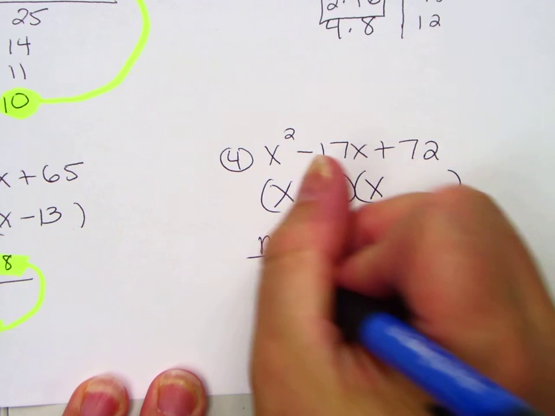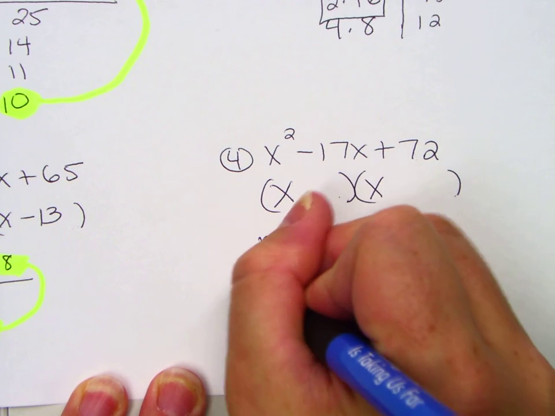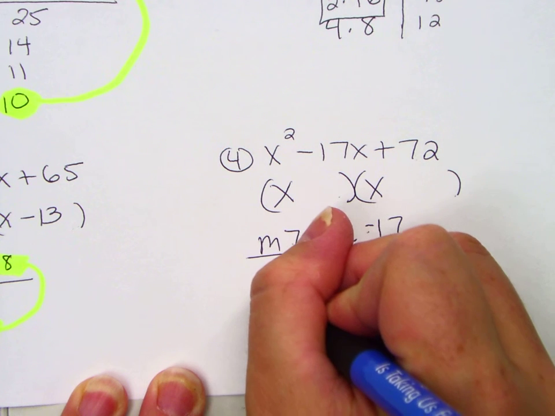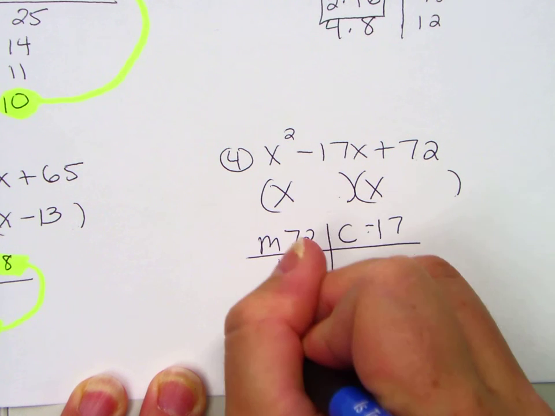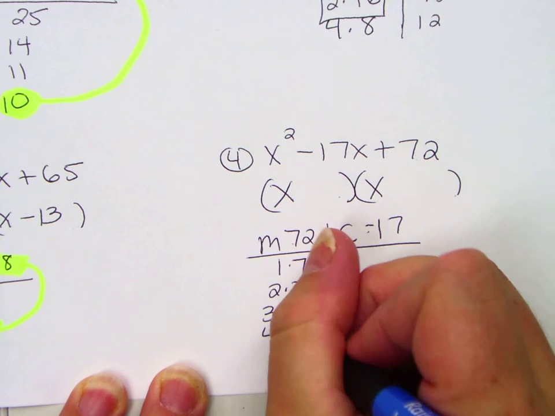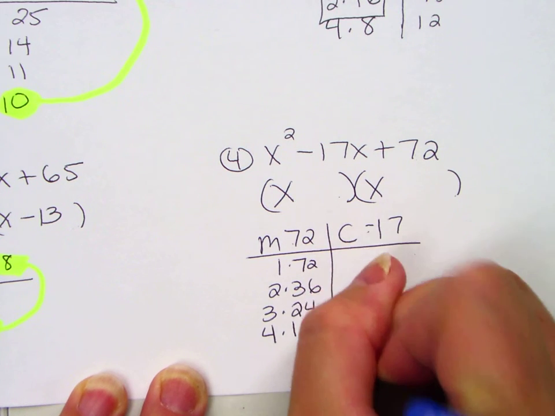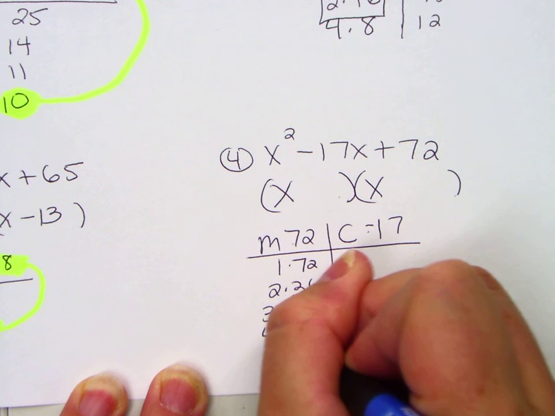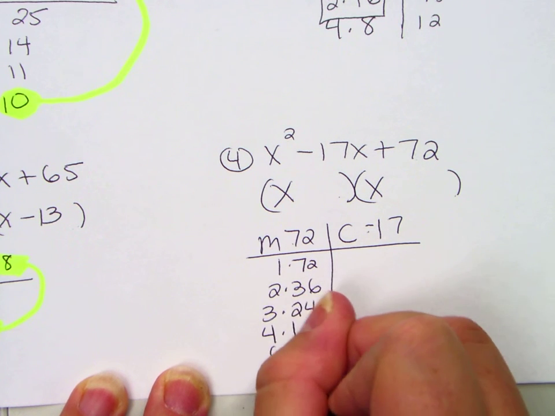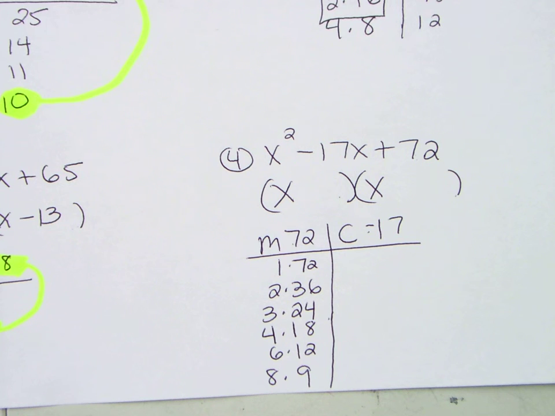Negative. 1 times 72, 2 times 36. This has a lot. 3 times 24, 4 times, what is that, 18? 5 doesn't work. 6 times 12, 7, and 8 times 9. A lot of numbers. Again, use your calculator.